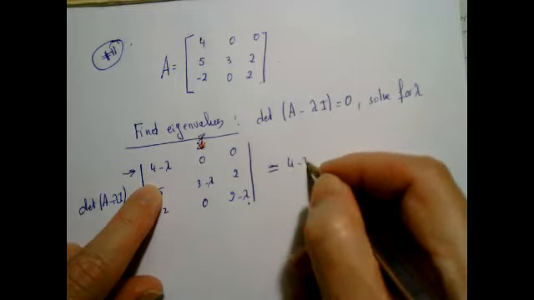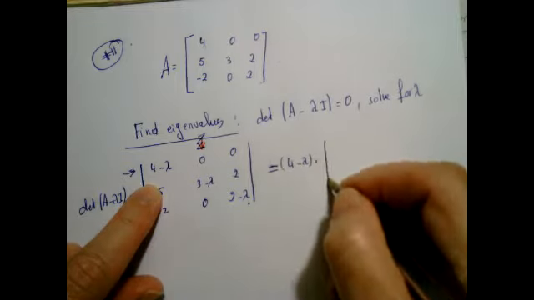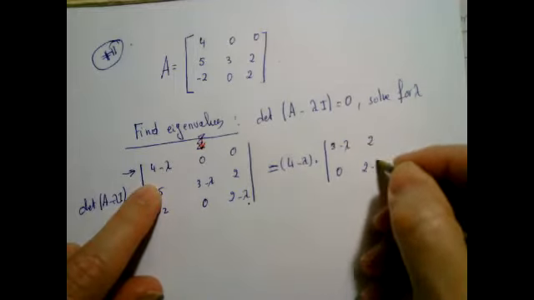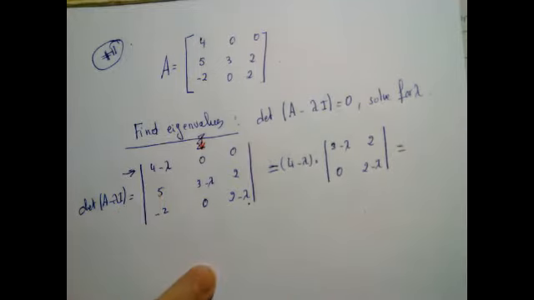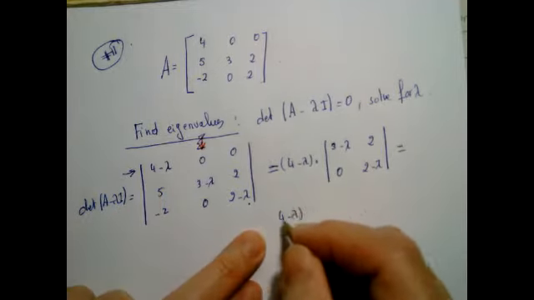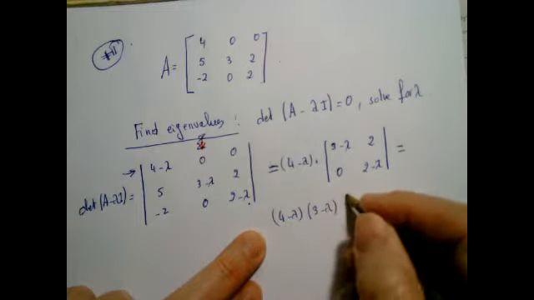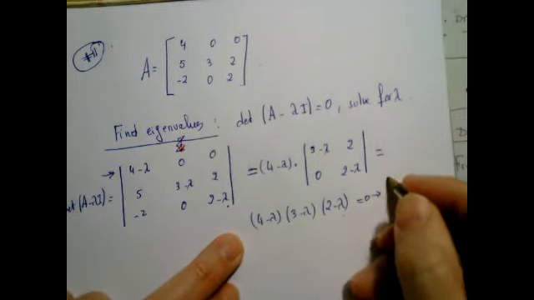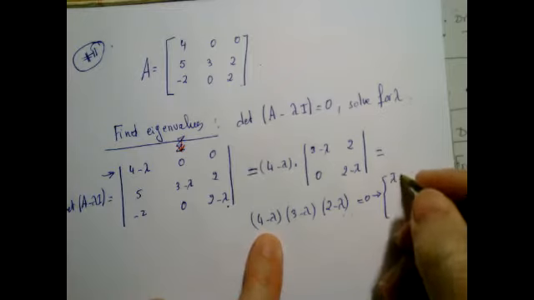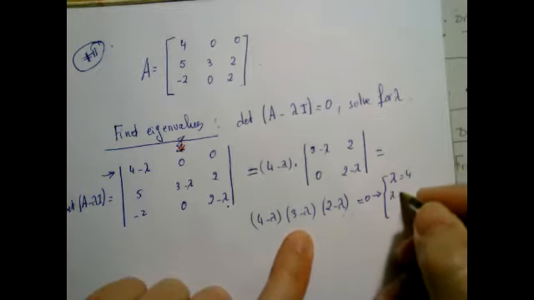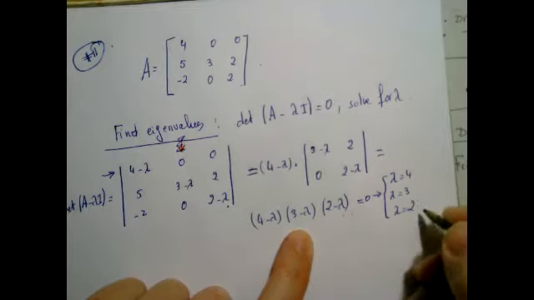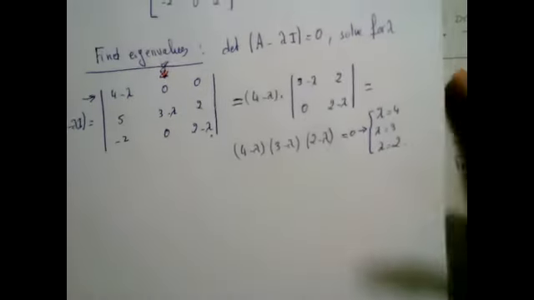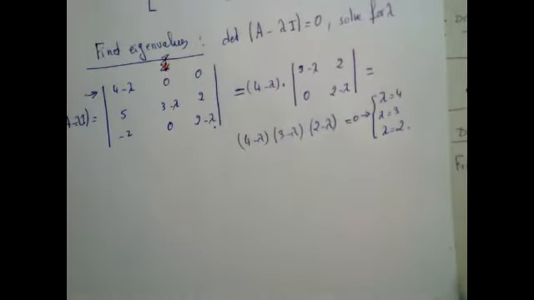I will get 4 minus lambda, 0, 0 times this, which is actually simple. So it's 4 minus lambda times 3 minus lambda times 2 minus lambda, and this is equal to 0. That means we have 3 eigenvalues: lambda equals 4, lambda equals 3, lambda equals 2. All of them have algebraic multiplicity 1.